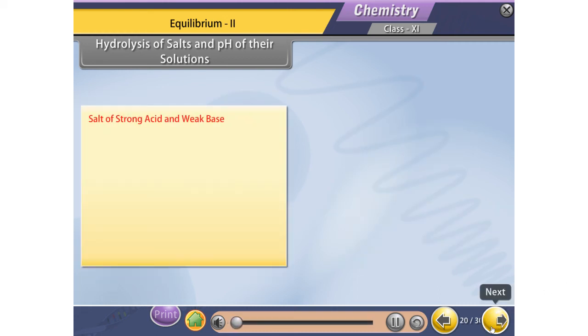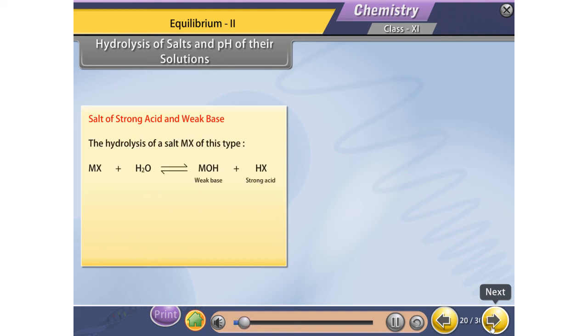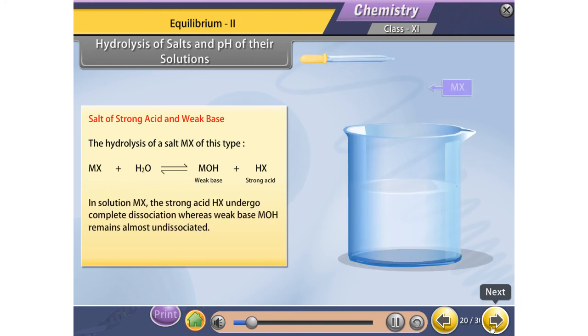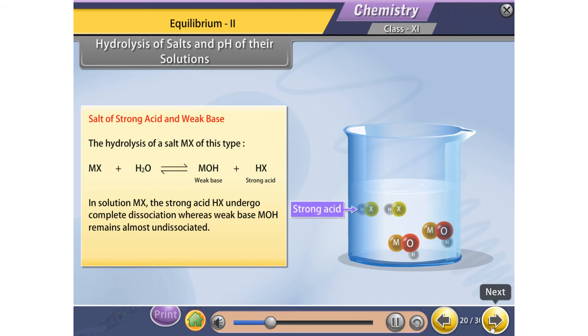Salt of a strong acid and a weak base: the hydrolysis of a salt MX of this type. In solution, the strong acid HX undergoes complete dissociation, whereas the weak base MOH remains almost undissociated. The pH of the solution of this type is less than 7.